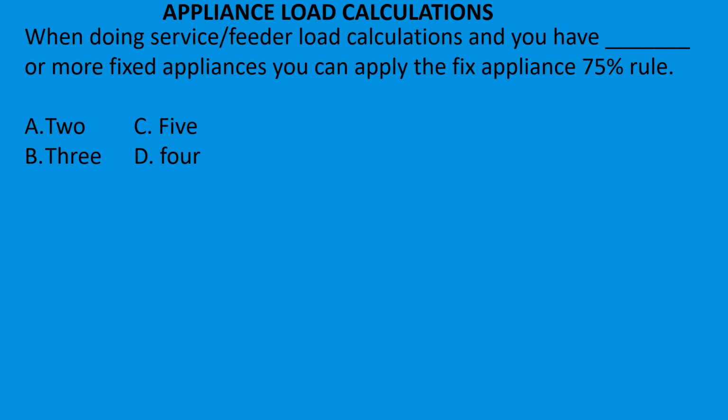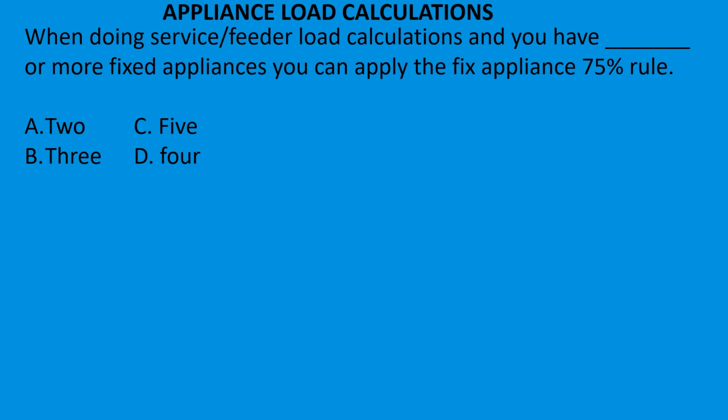Now let's talk about appliance load calculations. When you're doing a whole house load calculation, your range and your dryer are going to be calculated separate. Also your AC and your heat are going to be calculated separate. But you have to have a way to calculate for trash compactors, dishwashers, central vac systems, and the code has made a process for that. So let's go ahead and look at this question.